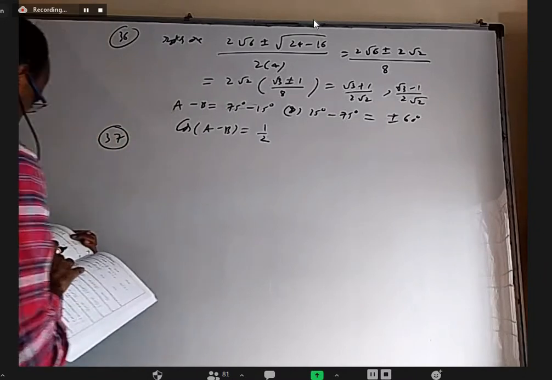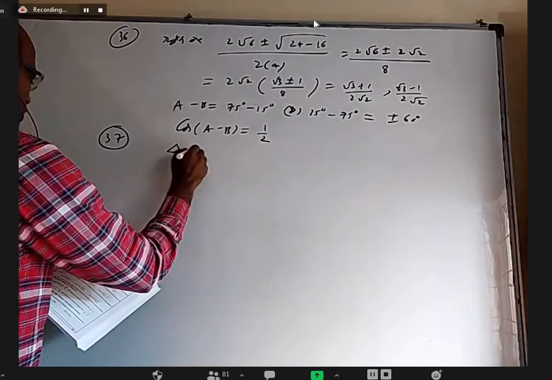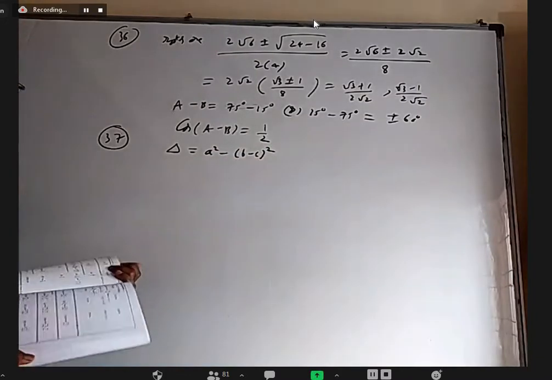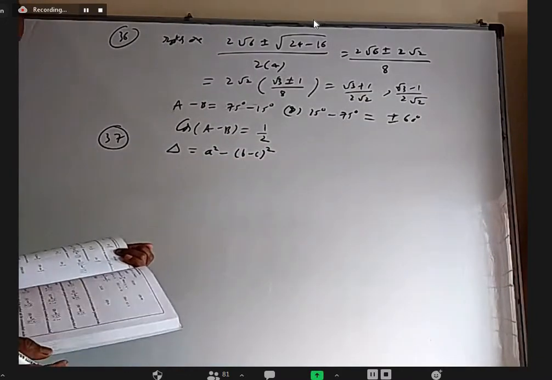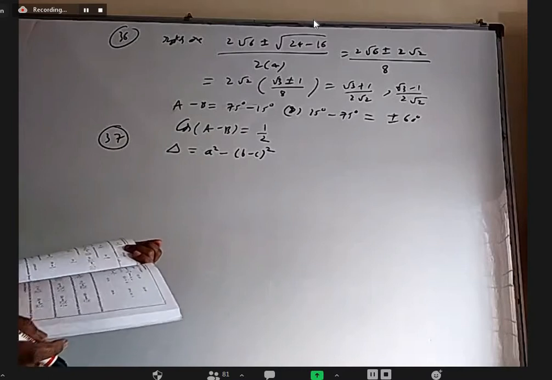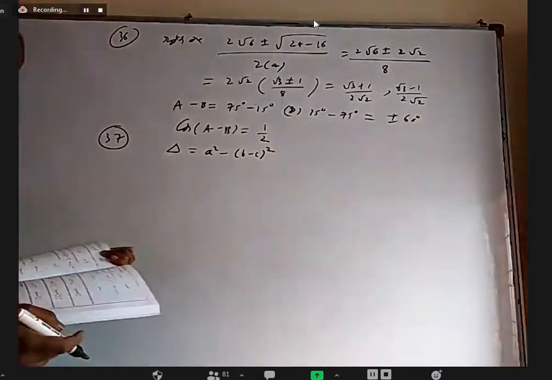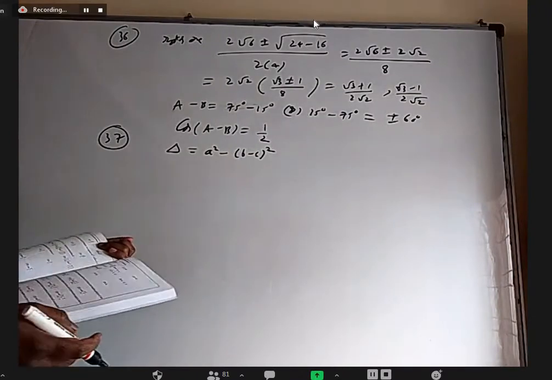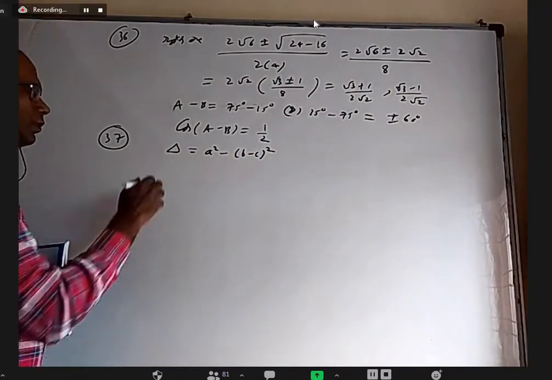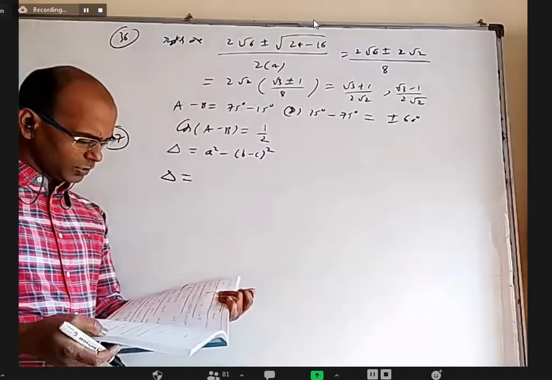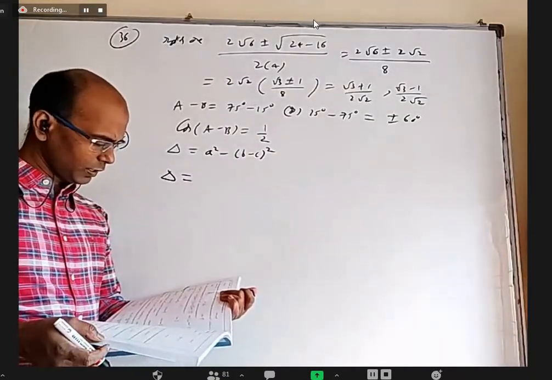Okay, 37. They gave delta is equal to a square minus (b minus c) whole square. Now they're asking what is the circumradius in terms of a by 2 or b by 2 or something like that. Okay, I think I should do more simple questions based on the formulas that we have. It's okay.